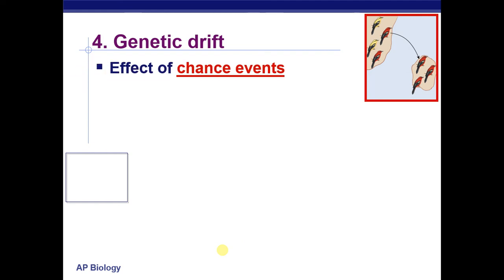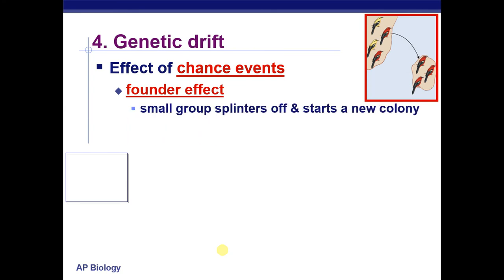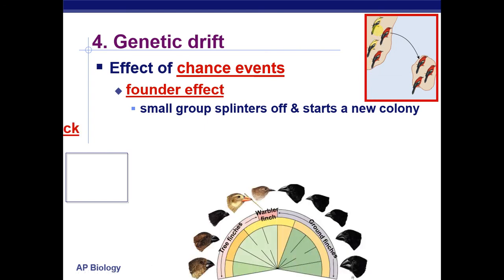Four is genetic drift, which is basically the effect of chance events, and this is something you'll do in your homework for today. Examples of genetic drift are the founder effect, where a small group splinters off and starts a new colony. For example, in this picture, maybe we have a gene pool that looks like this, and just based on random chance, two of the red birds ended up getting blown clear to an island in a storm. And so the population that would grow up on this island would have a completely different gene pool than the one on the large mainland.